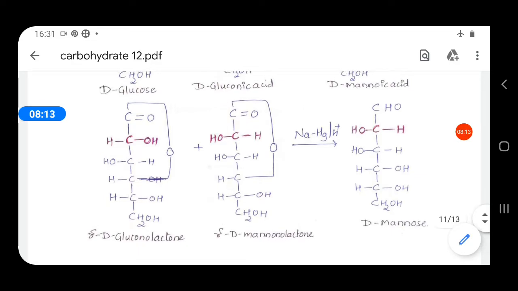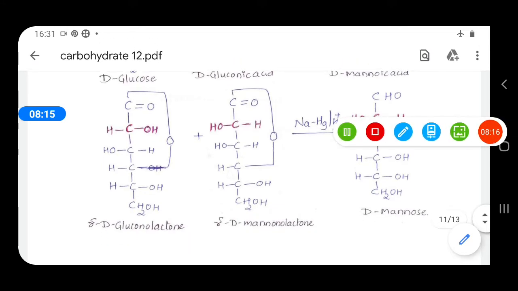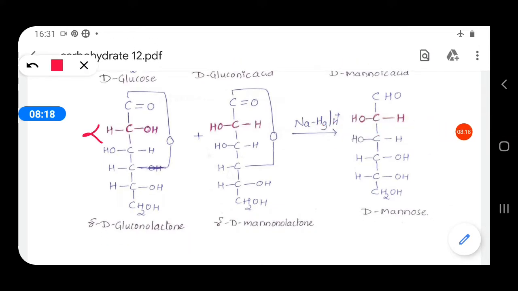Adjacent to the functional group, this is the alpha carbon, then the beta carbon, and the third one is the gamma carbon. So the gamma carbon is involved in the ring formation, therefore they are called gamma lactones. Both the acids are converted into gamma lactones by losing a mole of water.